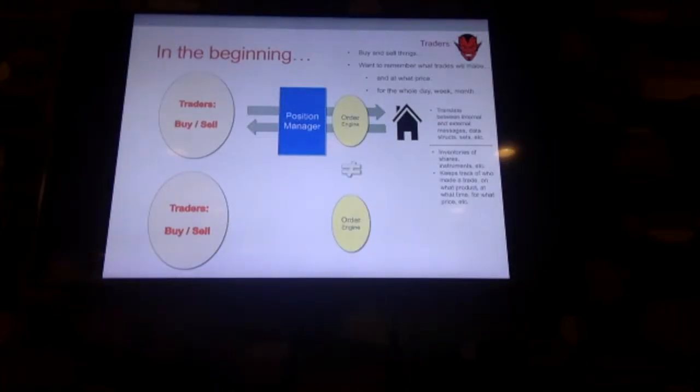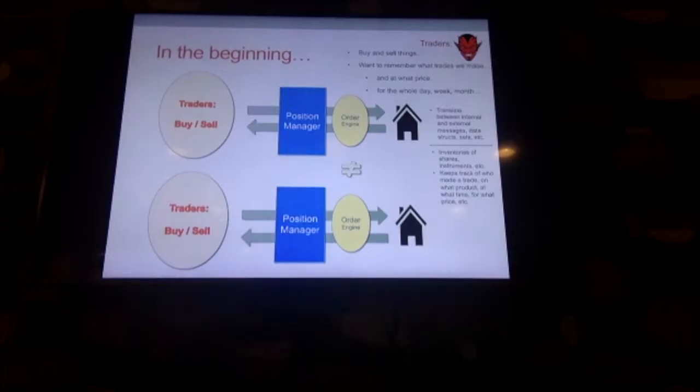They say, no, we can't do that. The ordering engines are different. So in the best possible case scenario, we're just changing a couple of configs and maybe accounts. In the worst possible case scenario, it's going to a completely separate exchange. And so now the second set of traders are very happy as well because they can buy and sell things. But guess what? They also want to remember what they bought and sold. And we now have a second position manager.